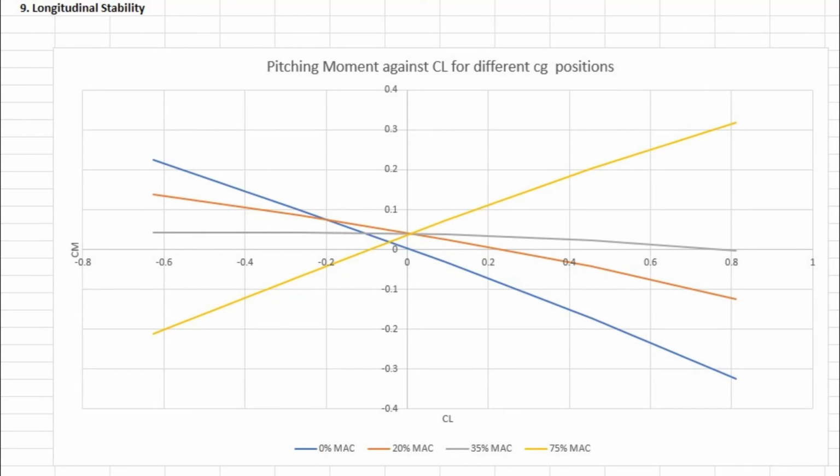Longitudinal stability is examined by analysing the relationship between pitch against lift at different CG positions, with the flattest plot representing the neutral point. This is shown when CG position is at 35% MAC. Also shown here is that instability occurs when the CG position is greater than 35% MAC.